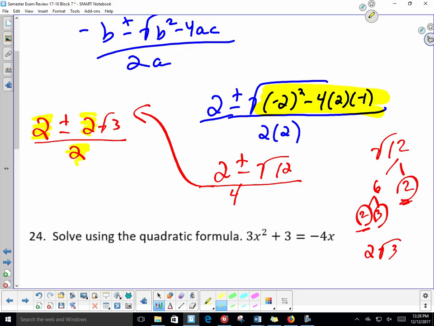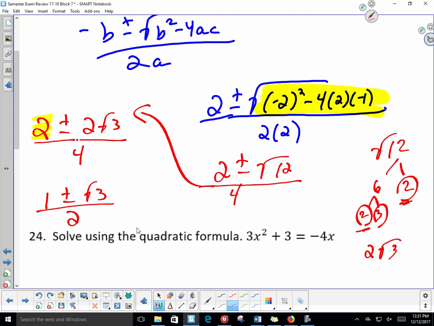Why isn't it 4? Oh, it was 4. I already divided. Oh, see, I should have stopped. There's 4. Now I can divide everything by 2 and get, this will be what? 1 plus or minus, this will be 1, but I'll have the square root of 3, all over 2. That's what I did. I already divided by 2.